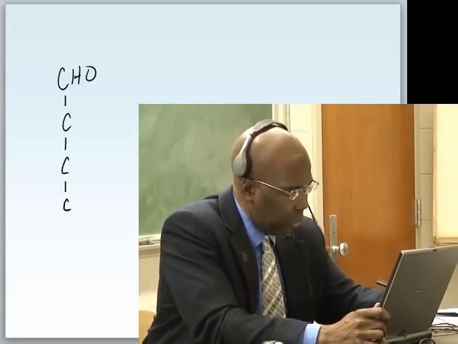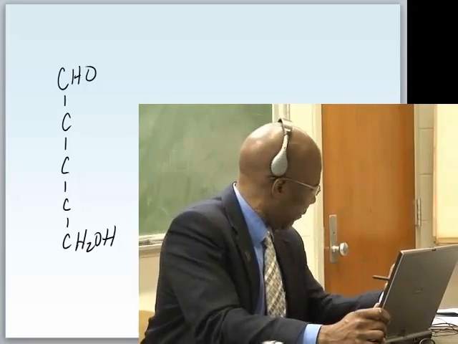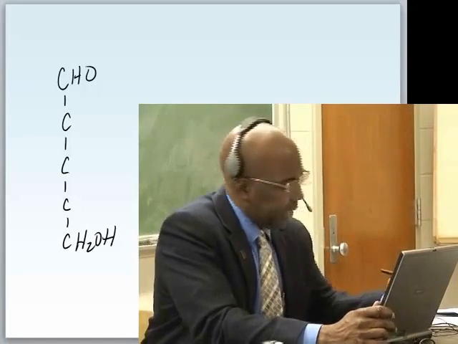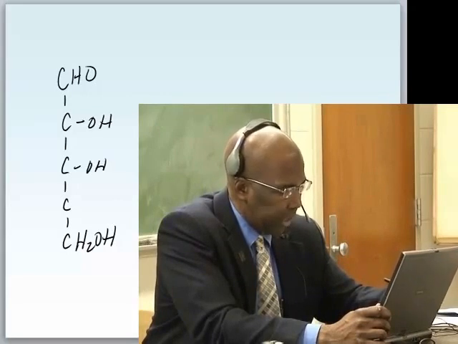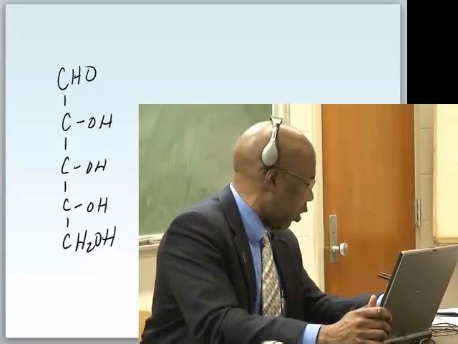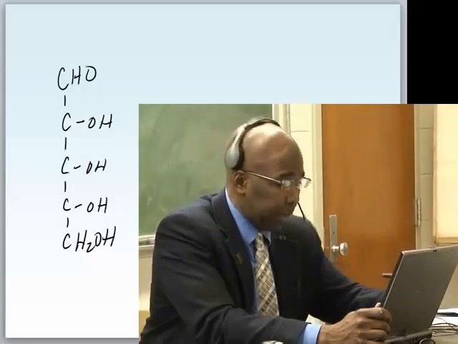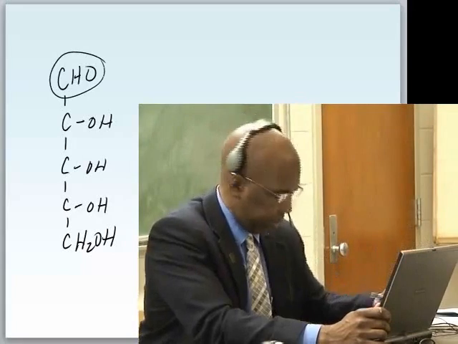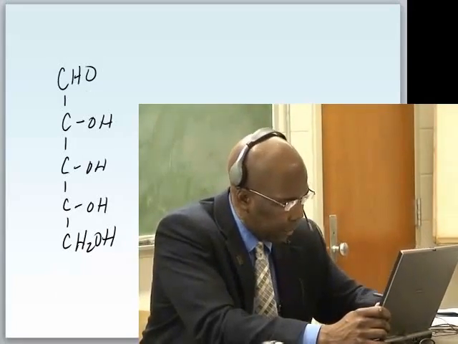2, 3, 4, 5. And this carbohydrate, all of the carbons have the R configuration. It's an aldose because it has an aldehyde functional group there. So it's an aldose. Yes, this is an aldose.